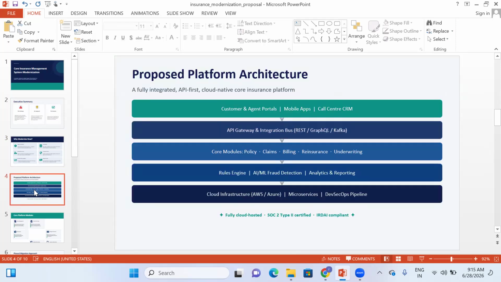Next, the proposed platform architecture. What must be the proposed platform architecture? We have to provide that understanding to the client. We are developing a fully integrated, API-first, cloud native core insurance platform, where you will have customer and agent portals. We also have enablement of mobile apps. That is the first architecture on a high level that we are going to develop.